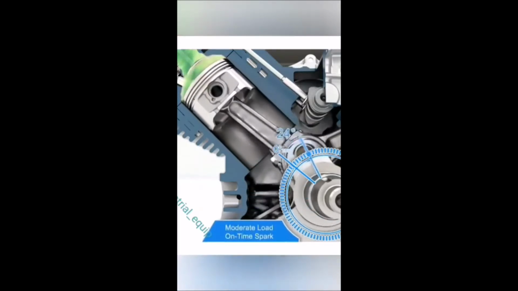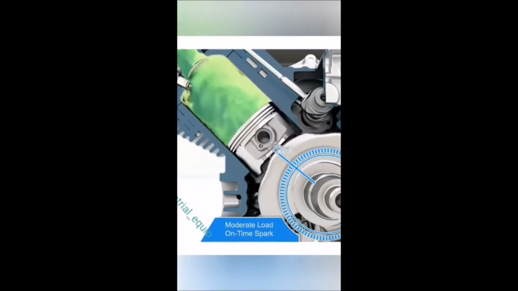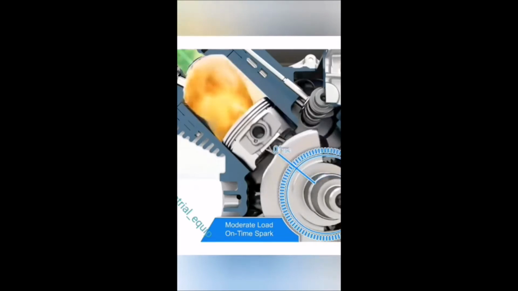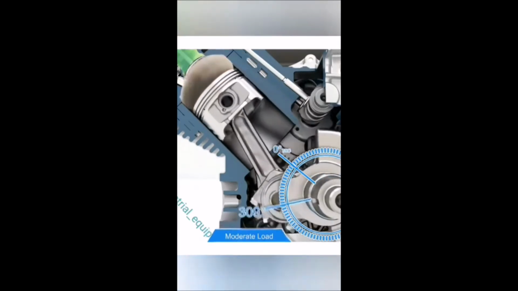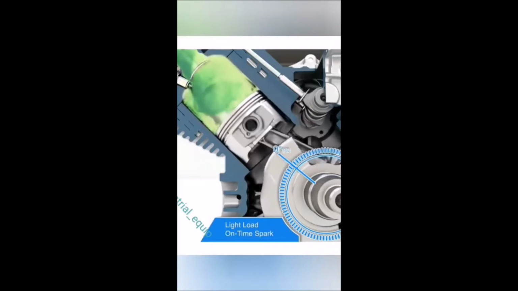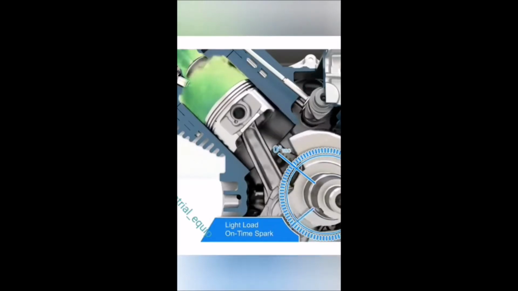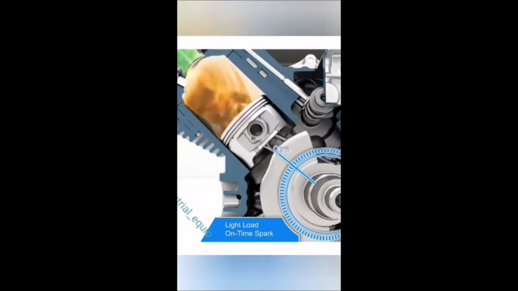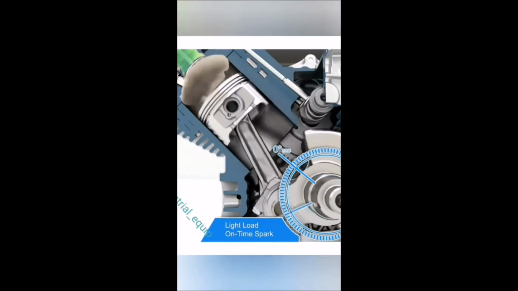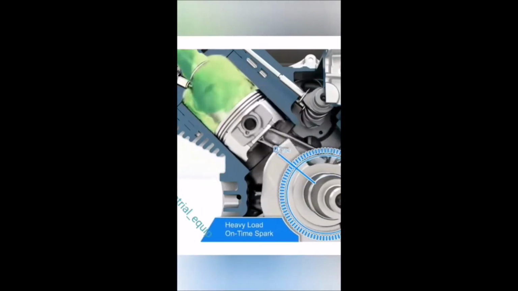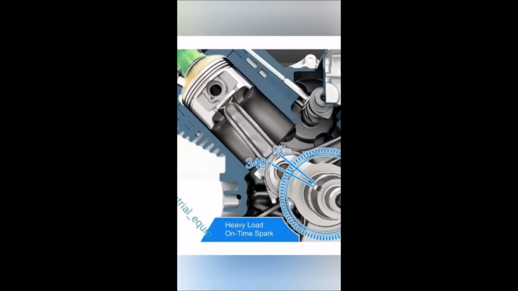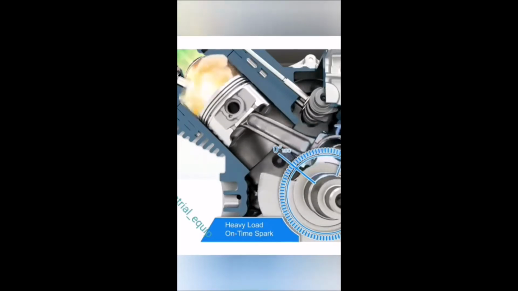When the engine is operating under moderate load and high-speed conditions, the proper spark advance will be delivered at 340 degrees, or 20 degrees before top dead center. When the engine is operating under light load and high-speed conditions, the proper spark advance will be delivered at 319 degrees, or 41 degrees before top dead center. When the engine is operating under heavy load and high-speed conditions, the proper spark advance will be delivered at 349 degrees, or 11 degrees before top dead center.